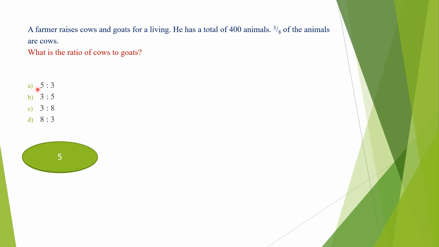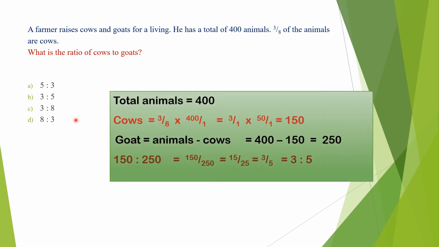A. 5 to 3. B. 3 to 5. C. 3 to 8. D. 8 to 3. Now take 5 seconds and see if you could come up with the answer. If you have not yet come up with the answer, let's work the question together.